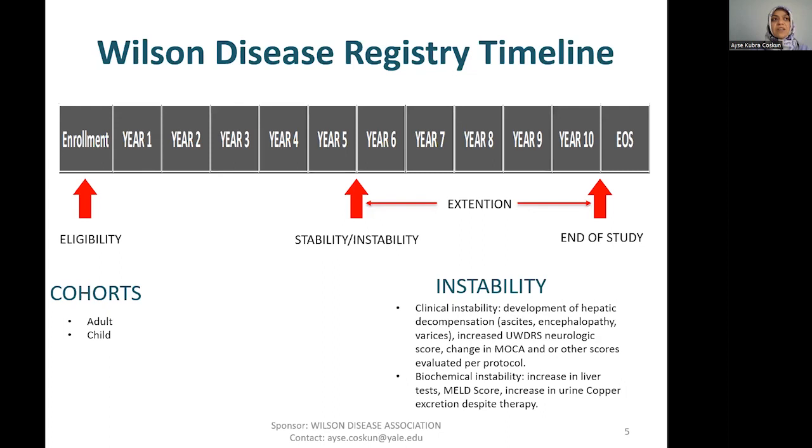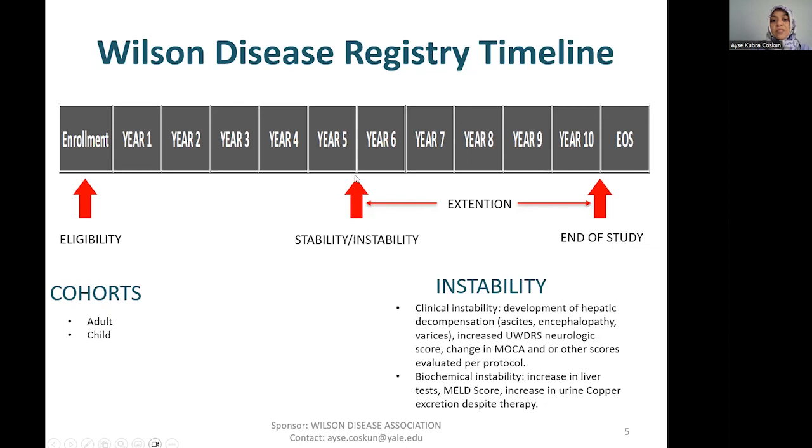This is the timeline for the registry. After enrollment visit in two main cohorts, adults and pediatrics, our study participants return to clinic once a year. At the end of fifth year, each study participant is re-evaluated for their clinical stability and moved to the extension phase.